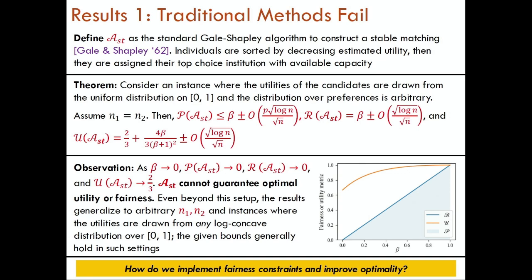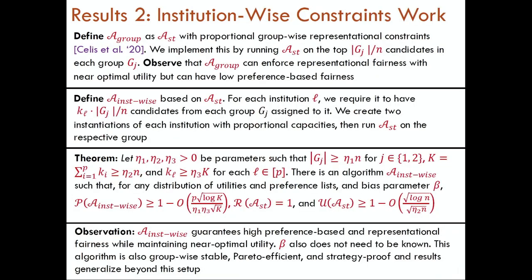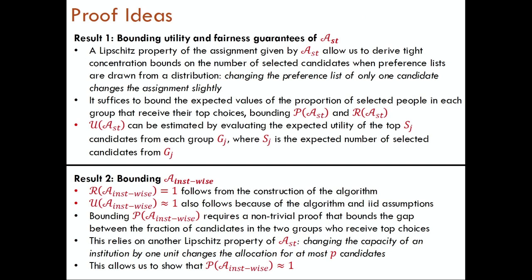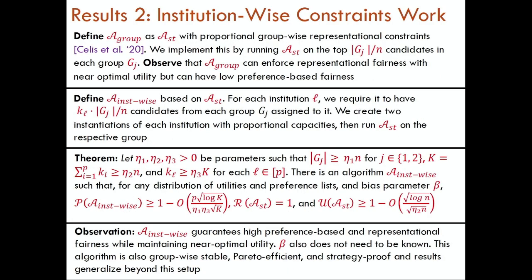So then the question is, can we design some interventions for this? I mean, how do we change the algorithm? And this is, I think, can we go one slide back? I think we skipped one.